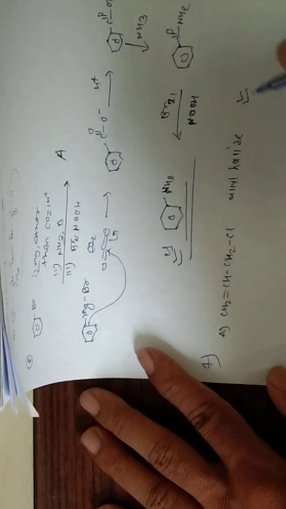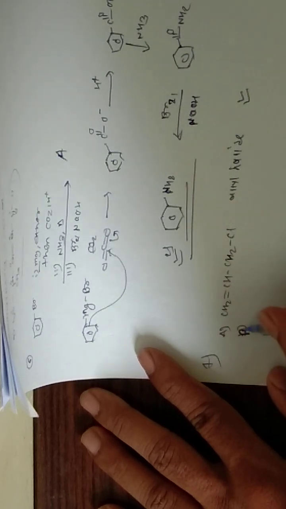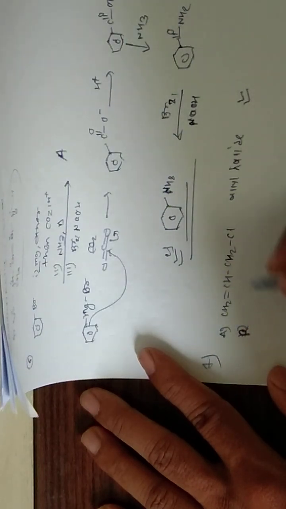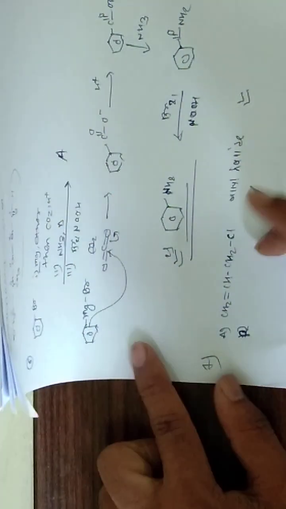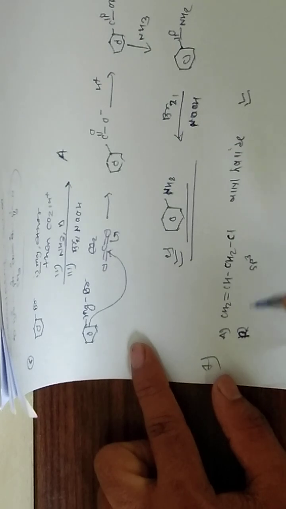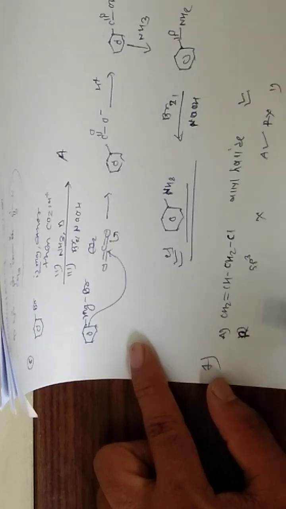So the assertion is correct. Now the reason says that allyl halides are the compounds in which the halogen atom is attached to an sp2 hybridized carbon atom. Means the reason said that the allyl halide group is attached to that carbon which is sp2 hybridized. Is this carbon sp2 hybridized? No, this is sp3 hybridized. So the reason is wrong. So the statement is correct and the reason is wrong. So the first option is correct for that question.